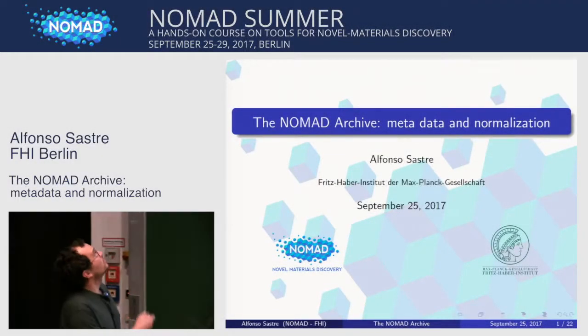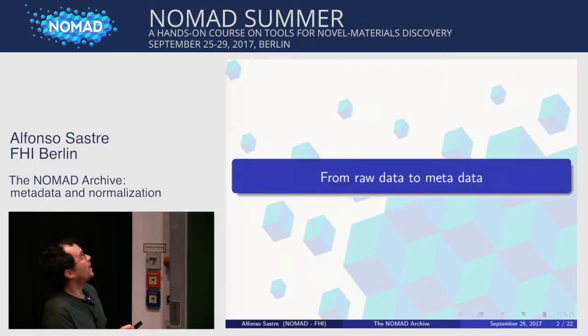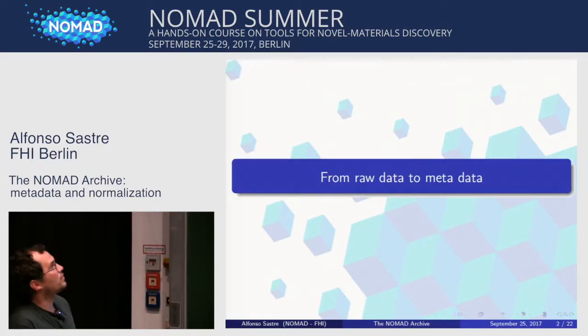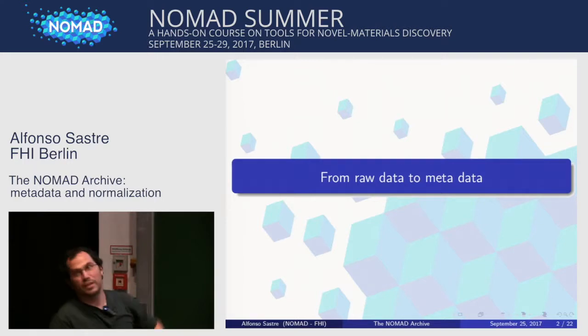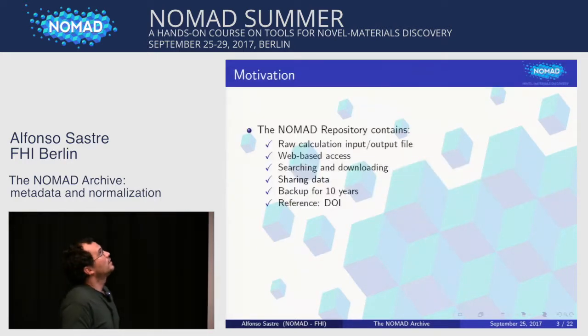Okay, so I'm going to talk about the NOMAD Archive. What I'm going to explain first is how we transform the data from raw data, from these input-output files, to the metadata we use in the archive.